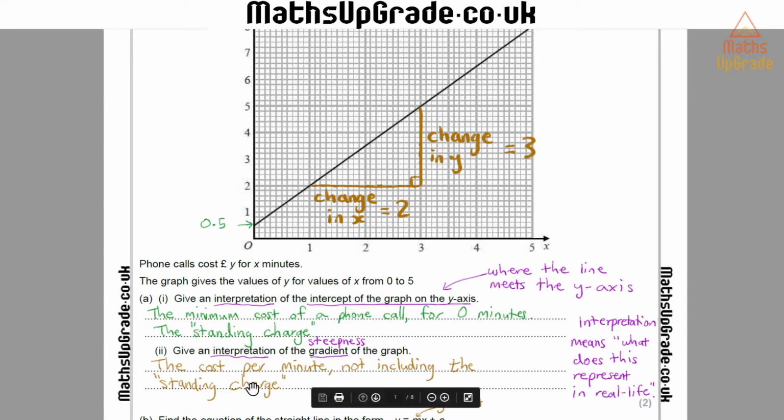So that doesn't include the standing charge. Okay, so that's literally just the gradient. It's the cost per minute.